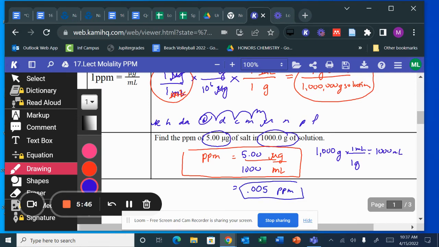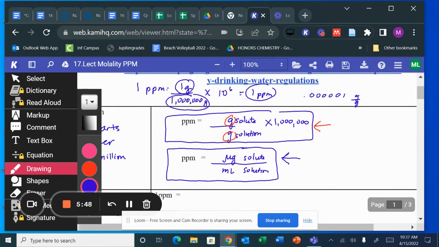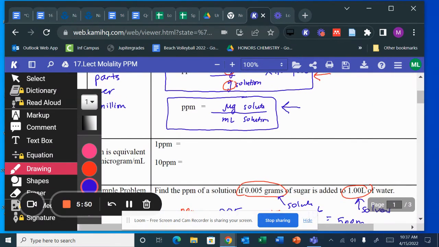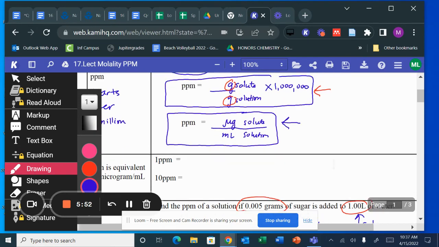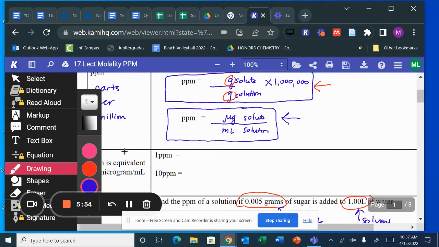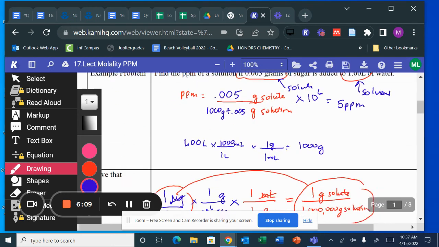Okay, so to summarize, you have two equations for parts per million. And what does it mean? It means if you have 1 ppm, you have 1 in a million. So very low concentrations. This is grams over grams. And if you have 10 ppm, you have 10 in a million. 10 grams in a million grams of solution. Okay, and that is ppm.